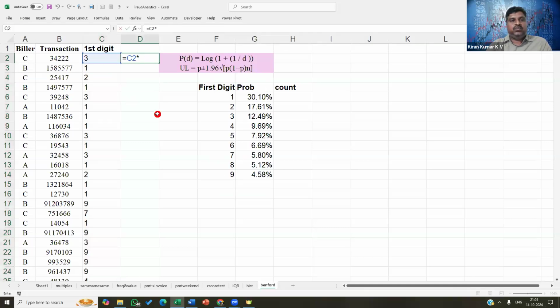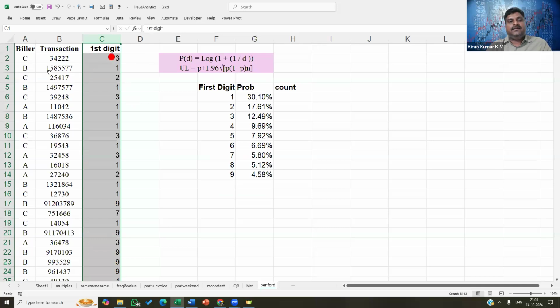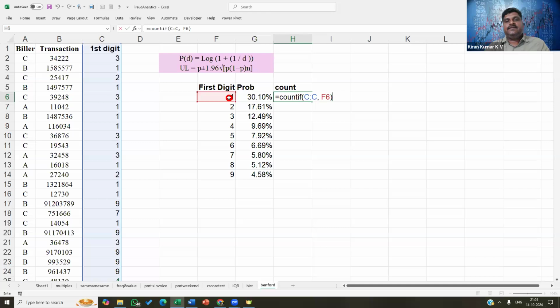So you see, I have the first digits of each of the transaction amounts I have taken here with me. Now I have to count how many times 1 is appearing here, correct? So how do we do that? Simple, no? We can say COUNTIF, give this range, if it is equal to this. So there are 989 times 1 is appearing here.